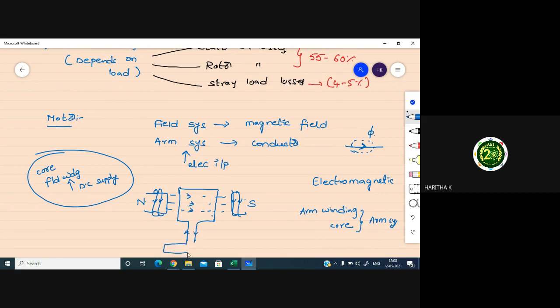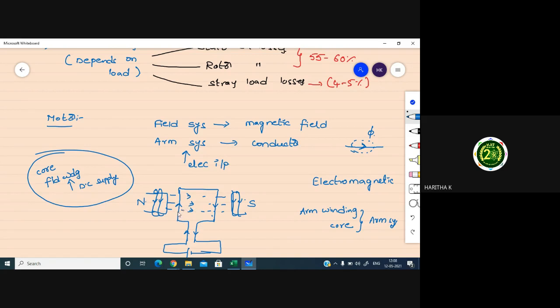And to this armature, what are we giving? Electrical input. To the motor, the input is electrical. So we are giving electrical input to this armature, and that armature is placed in the magnetic field. Now what will happen? In the armature, we are giving electrical input, so the current will circulate in this armature winding.